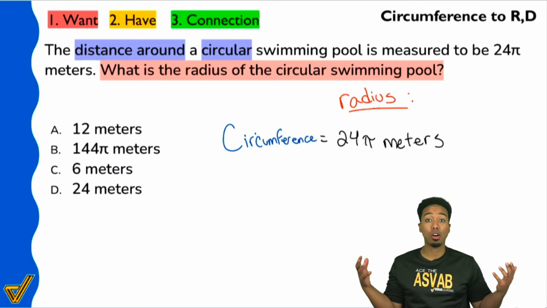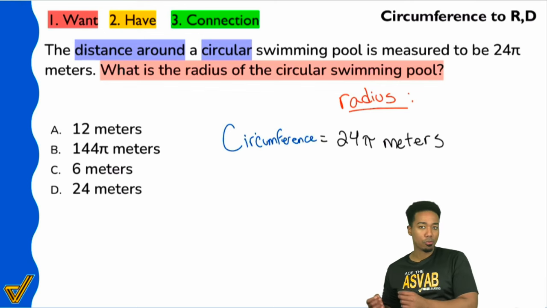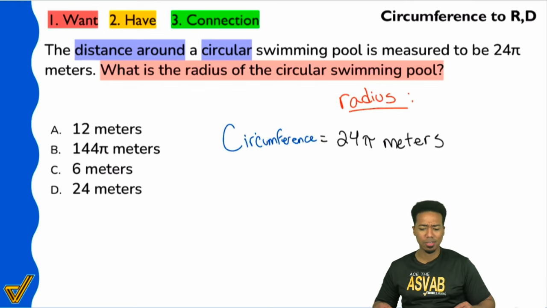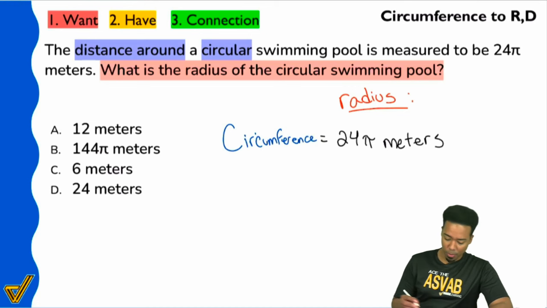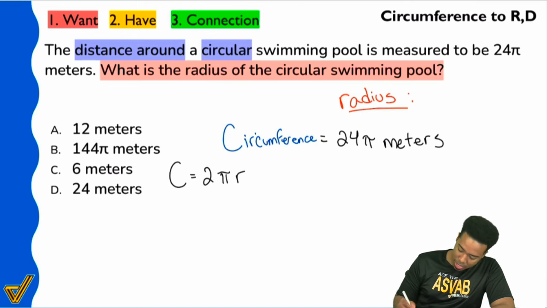So once we solve, we're done. But if you went with the diameter formula accidentally, it's a very easy fix. So allow me to show you here, my party people. We'll use both formulas. Circumference equals 2 pi r. And I'll show you the other one. Circumference equals pi times diameter.